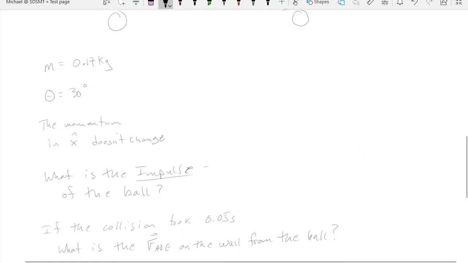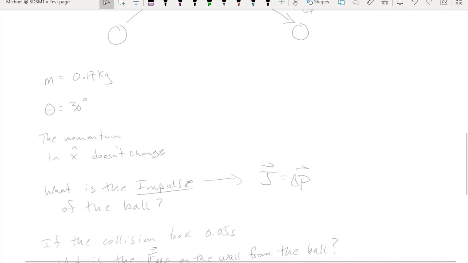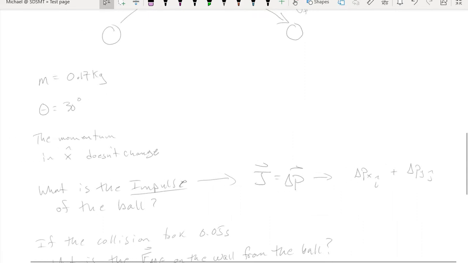Oh, impulse. We've heard that word before. What's impulse? Well, impulse was J, but J was defined as the change in momentum for the system. And again, this is written in vector form. If we prefer, we can break that up to ask how much has the momentum changed in the x direction and how much has the momentum changed in the y direction. And then we can put those two back together.